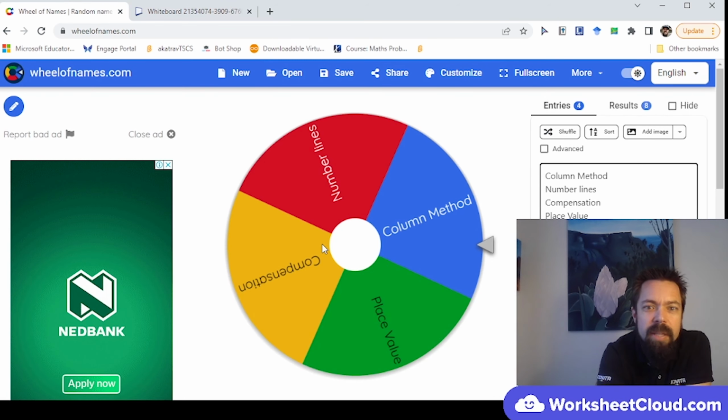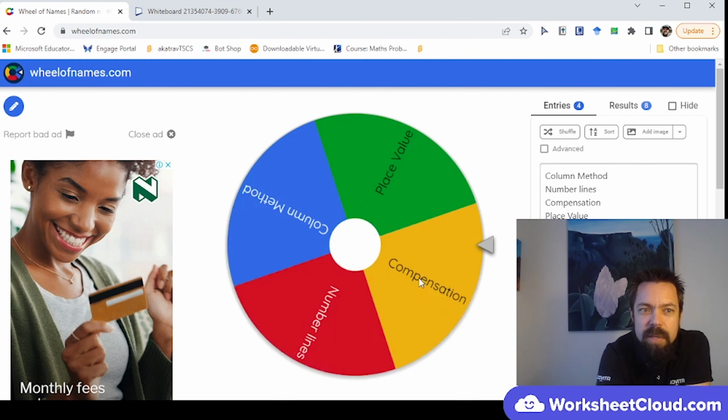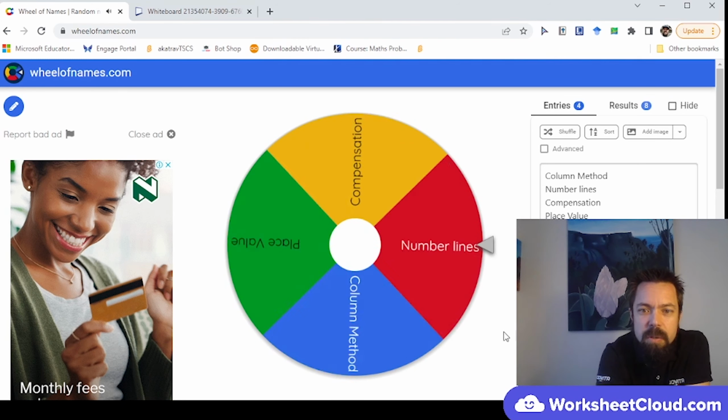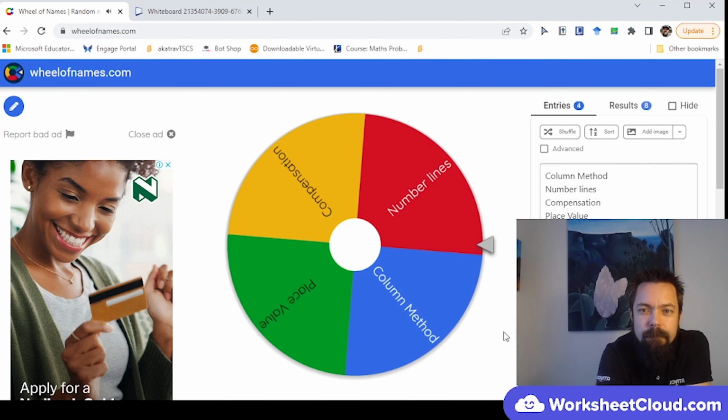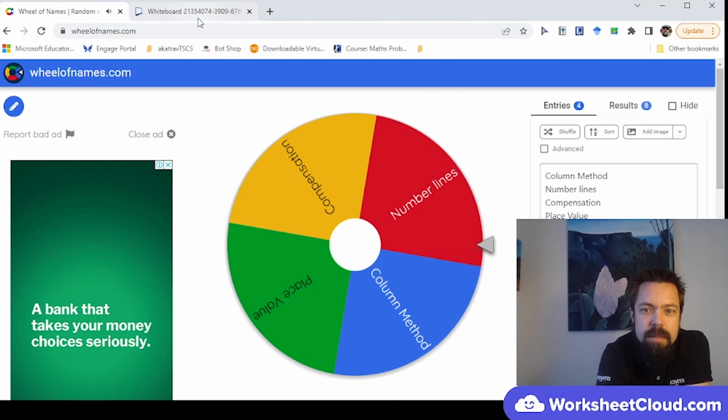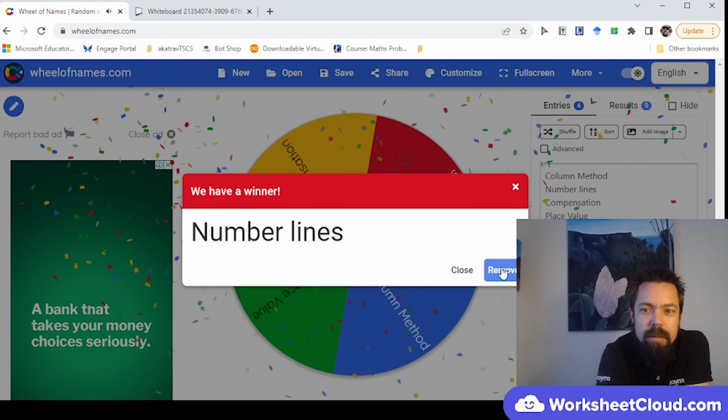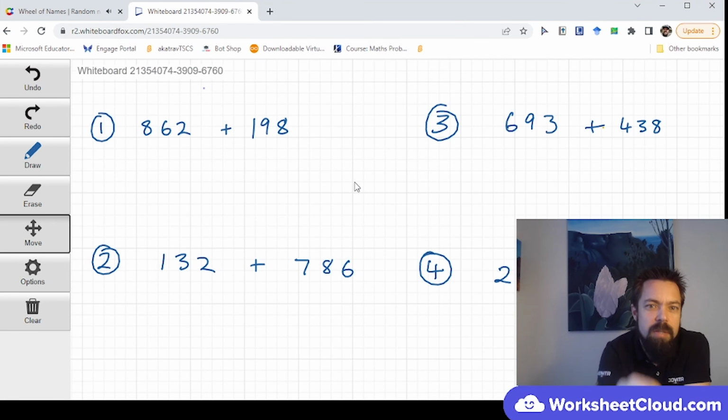Okay, so we're going to see what method we're going to do using a random selector. So we've got all 4. We're going to spin and see which one is the one we're going to use. We'll just do 2. Number lines. Okay, so quickly jumping across, we're going to use number lines for the first one.